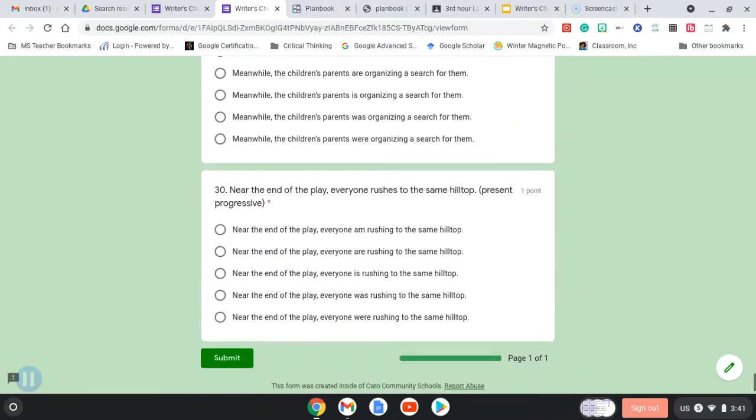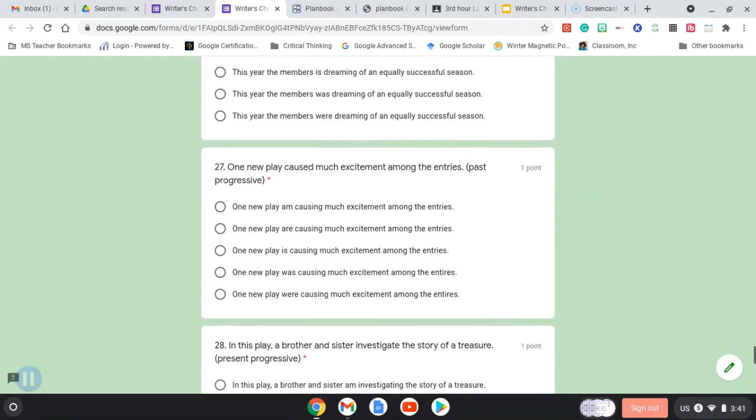Let's do one more. Let's do 27. One new play caused much excitement among the entries. Past progressive. Caused is past, so past progressive. We're going to look at the last two options. One new play was causing much excitement among the entries. One new play were causing much excitement among the entries. One new play was causing. And that is how you do 10.7.